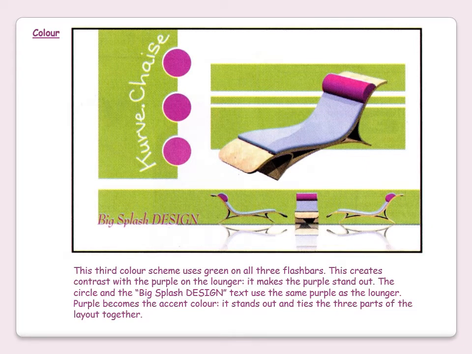This third colour scheme uses green on all three flashbars. This creates contrast with the purple on the lounger. It makes the purple stand out. The circle and the big splash design text use the same purple as the lounger. The purple becomes the accent colour. It stands out and ties the three parts of the layout together.